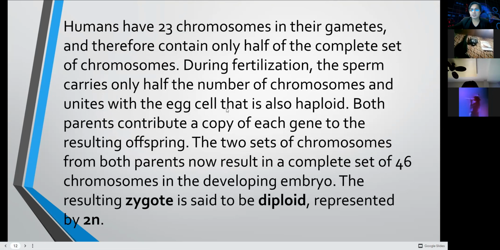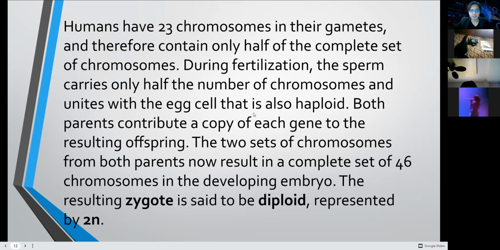Humans have 23 chromosomes in their gametes. Okay, take note. Humans have 23 chromosomes in their gametes, in the sperms and in the eggs. All in all, it is 46. And therefore they contain only half of the complete set of chromosomes. During fertilization, the sperm carries only half the number of the chromosomes and unites with the egg that is also haploid. Both parents contribute a copy of each gene of the resulting offspring.